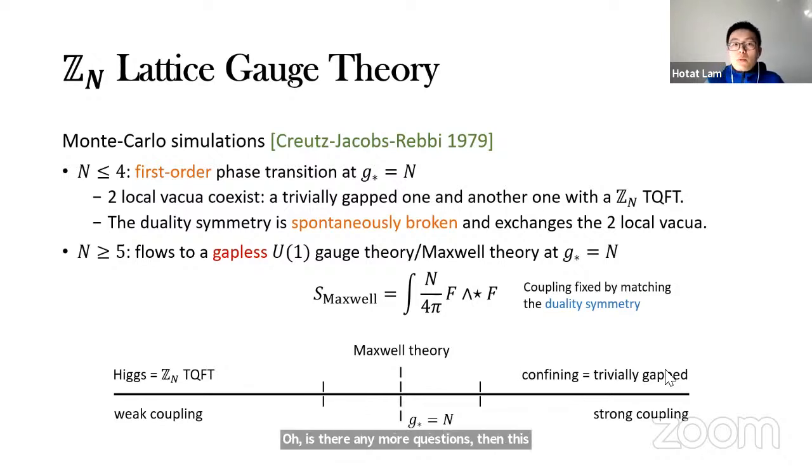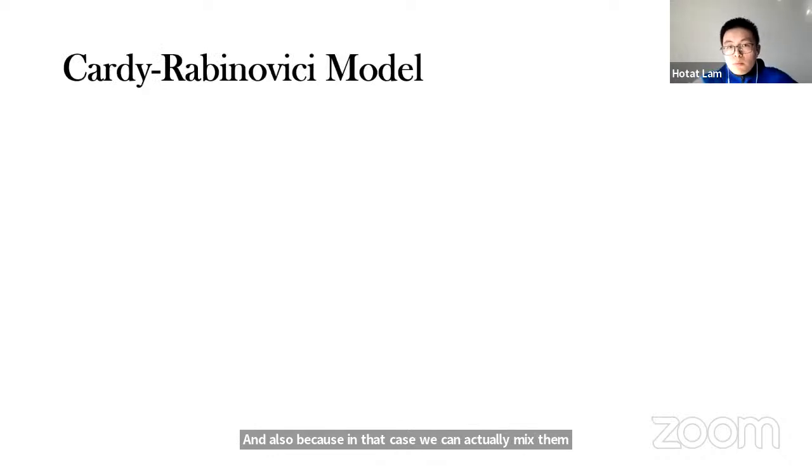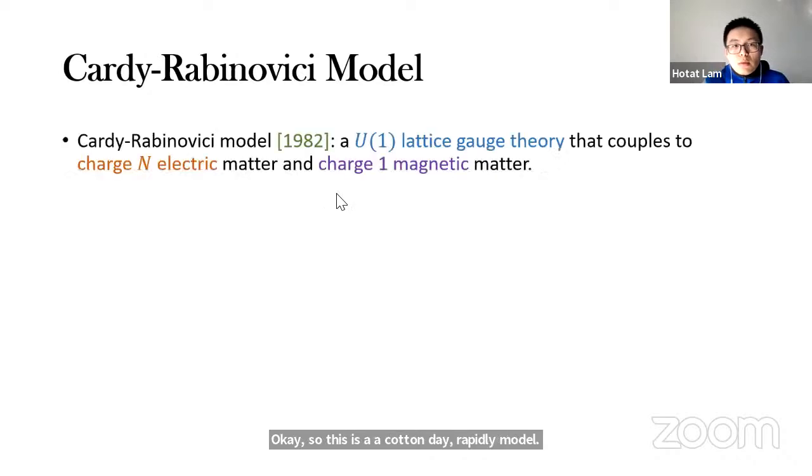Okay. Good. So I'm going to discuss another model, which is more novel in two senses: there's a lack of simulations, and also in that case we can make statements that are true at every n rather than a specific n. This is the Cardy-Rabinovici model. One way to think about it is as a U1 lattice gauge theory coupled simultaneously to a charged electric matter and a charged magnetic matter.